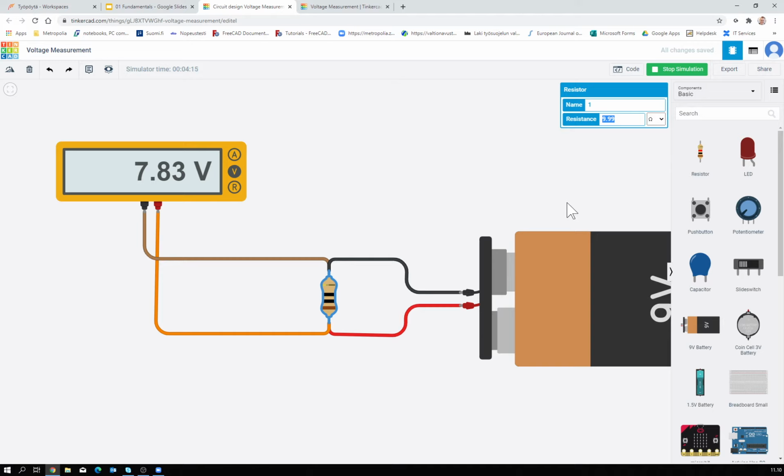And try the voltages. They should be different from this one. The higher the resistance, the higher the voltage, because there's less voltage drop. If there's lower resistance, you would get a smaller voltage over there.